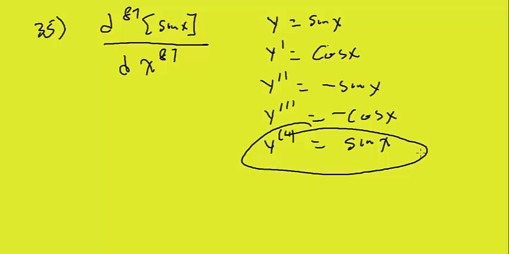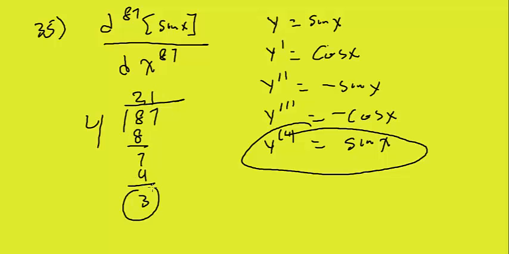You can keep going, or you can go back to your second grade or first grade class when you took 87 divided by 4. 4 goes into 8 twice. Write 8 there. Bring down the 7. 4 goes into 7 once, 4, remainder is 3. What that means is the third derivative is going to be your answer. So the 87th derivative is negative cosine x.